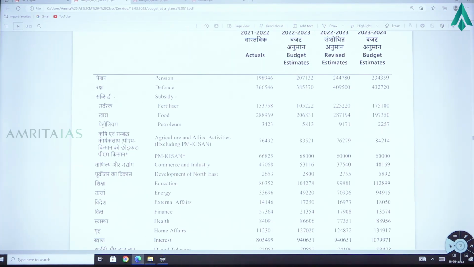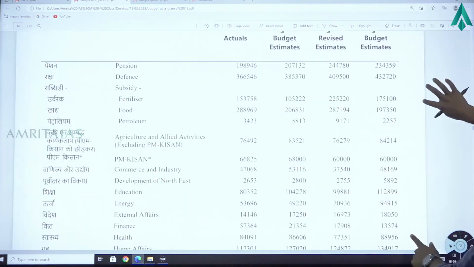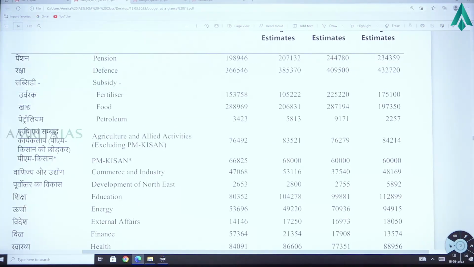1,75,000. You saw earlier this central sector scheme, no? Central sector. This is central sector, because who is giving that subsidy? The central government is giving the subsidy. Fertilizer subsidy is how much? Food subsidy. So now arrange it in order: food, fertilizer, petroleum. Food is still high. 1,90,000. Even last year also food was high.